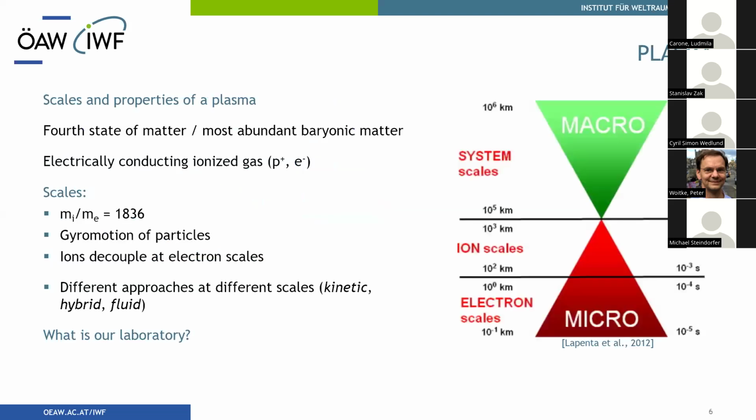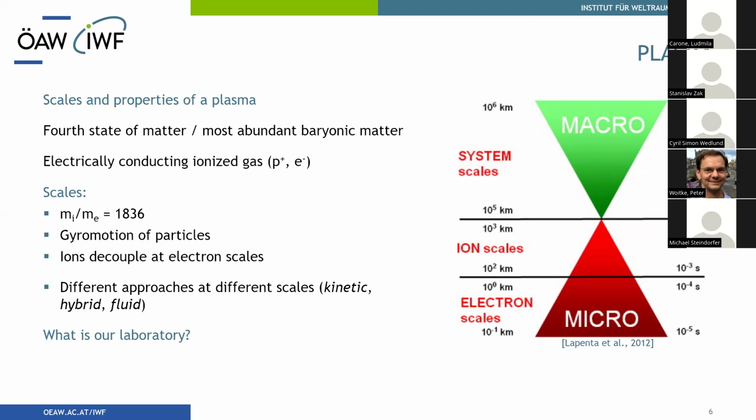Okay, so what is plasma? You can think of it as the fourth state of matter, besides solid, liquid, and gas. And actually, it's the most abundant baryonic matter in the universe. So it's important to understand its relations. It's an electrically conducting ionized gas. So what you have is charged particles, which are free. So here, for example, electrons and protons, or simply electrons and ions. And the ratio of the mass between ions and electrons is 1,836.